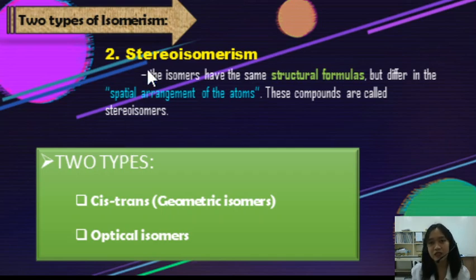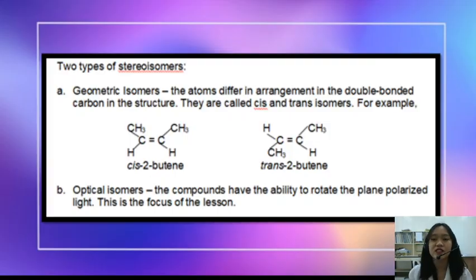So meron kang two types ng stereoisomers. You have the cis-trans or the geometric isomers and the optical isomers. So again, cis-trans or geometric, iisa lang yan sila. And then you have the optical isomers. Okay, so example ng cis-trans, geometric isomers. Una muna tayo sa cis-trans. The atoms differ in arrangement in the double-bonded carbon in the structure. So again, saan mo makikita ang difference in the arrangement dito sa geometric isomers? Sa double-bonded carbon in the structure.